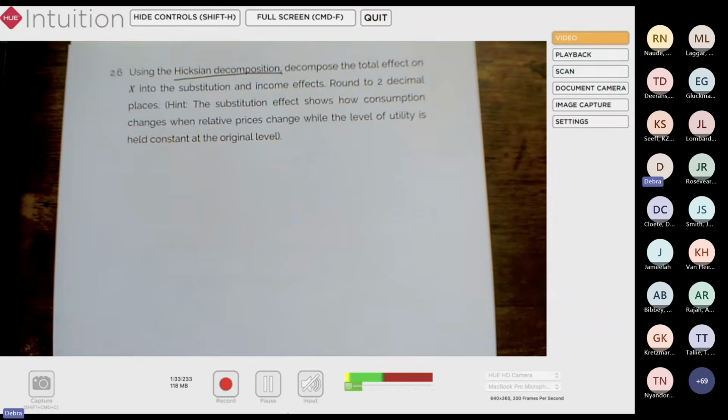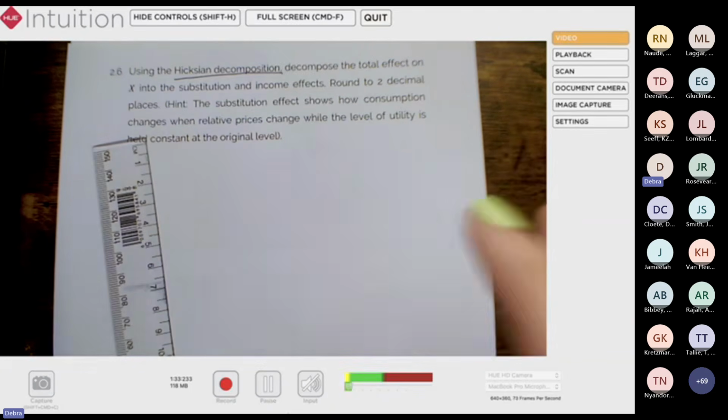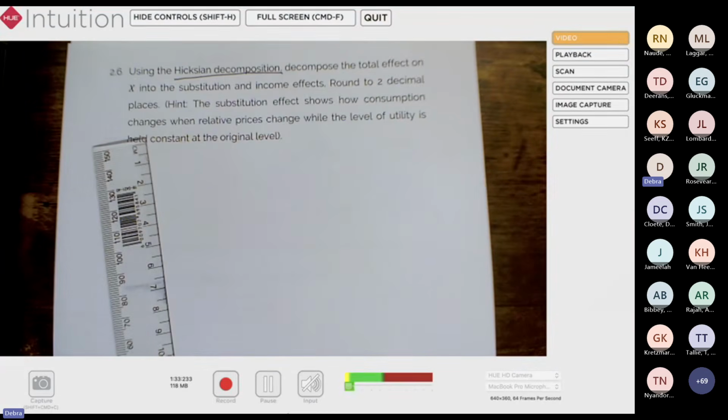So the first thing I'm going to do is a rough illustration of how the Hicksian decomposition works. I'm going to use it not in the context of this question, but just theoretically, because I just want to show you how it works so that when I do the math, you can see why I'm doing the math.